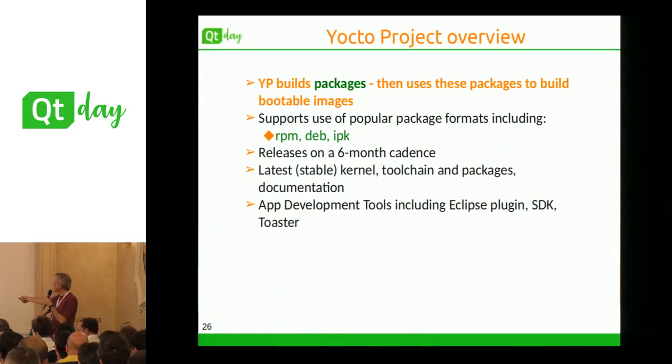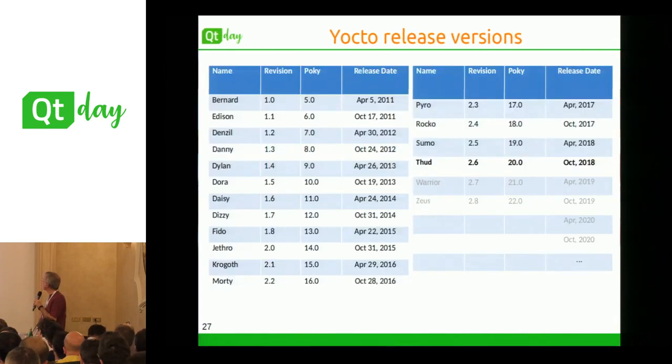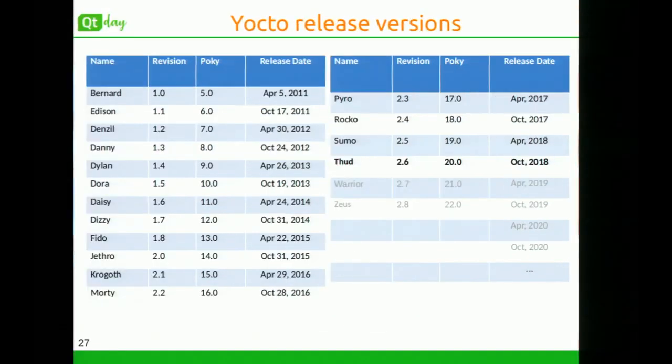So toolchain, the packages, etc. There are also some components available to add Eclipse plugins, or it is possible to create an SDK or even a graphical web interface to configure and start the build of the system. It is called Toaster. The versions available are listed here, and the latest stable one is Thud, released in October 2018.